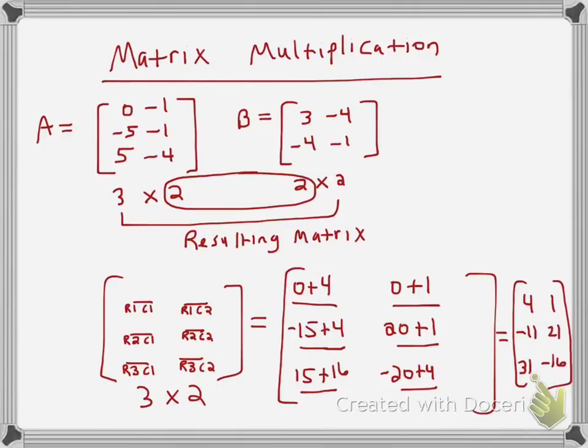So like I said, if you wanted to find row 3, column 2, you take row 3 of matrix A, multiply it to column 2 of matrix B, and multiply those individual elements and add them up, and you'll get your element in your resulting matrix.